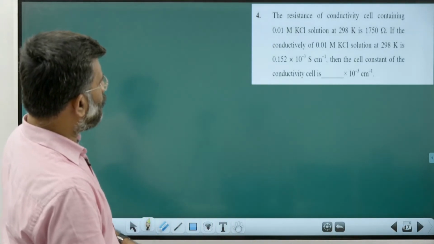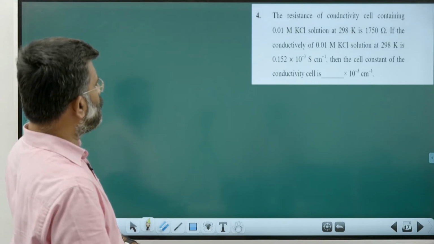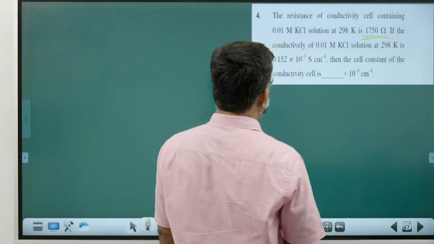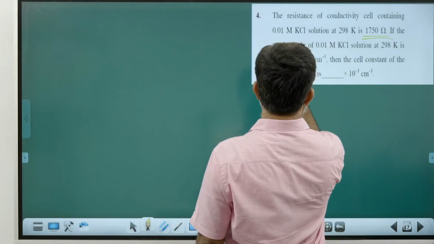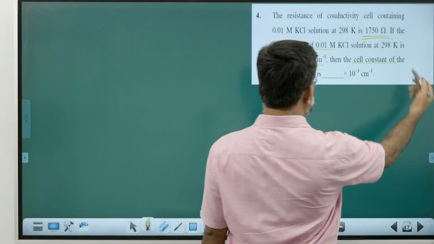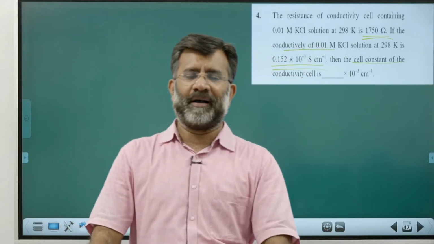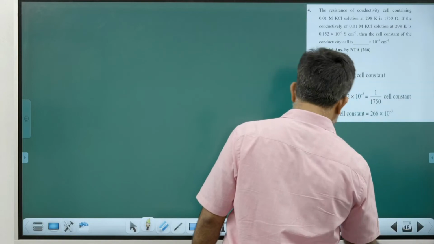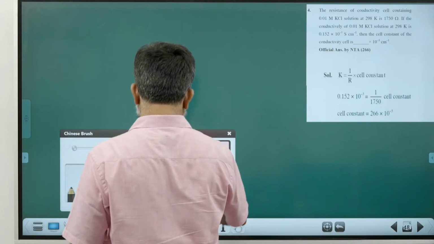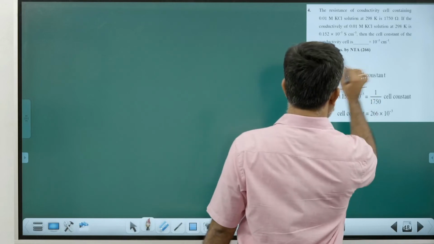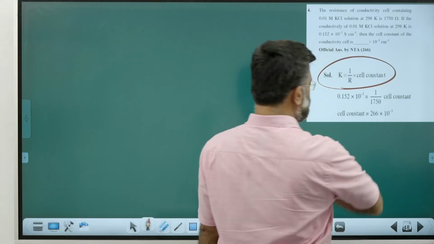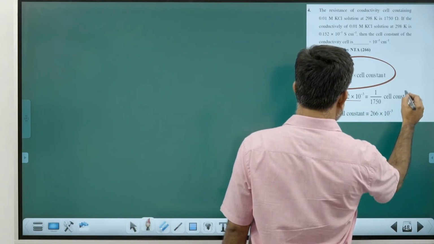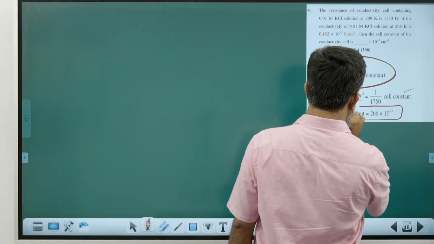The resistance of a conductivity cell containing 0.01 molar KCl solution. So resistance R is given. Conductivity kappa is given. What is the cell constant? You know the relationship between kappa, resistance, and cell constant. Kappa is equal to cell constant by resistance. By direct substitution of the data, you get the answer directly.